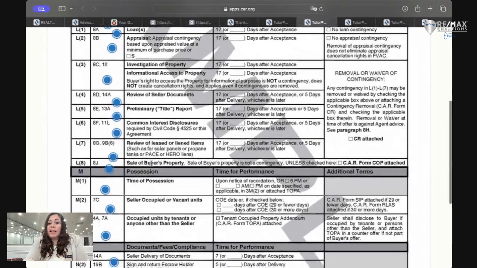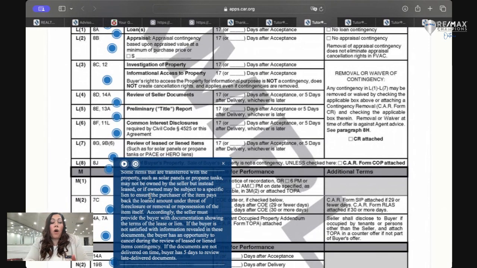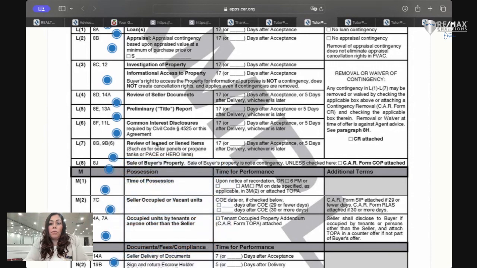Review of leased and lien items, same thing. If the client has solar, water softeners, alarms, cameras, there's a lot of stuff that can be leased. You want to know what you're signing up for, what you're taking over.